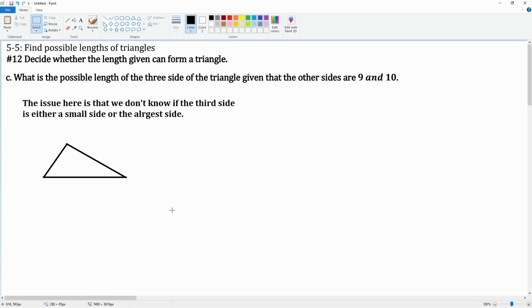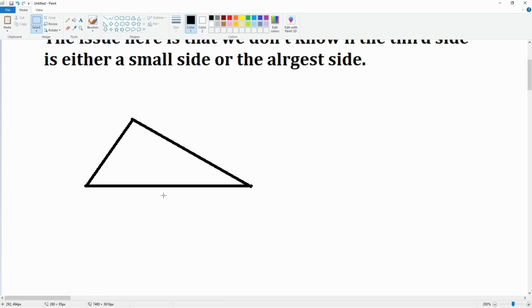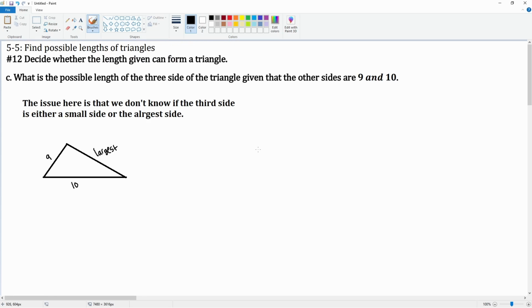So let's see. For this one, you can say that here's the 9 from before, here is the 10, and this is going to be the largest one. So this is assuming it's one of the largest. Then the other one is assuming that the 10 is the largest. So here the 10 would be the largest. Here's the 9, and here's the other one. We can just put X here, and this is like one of the smallest.